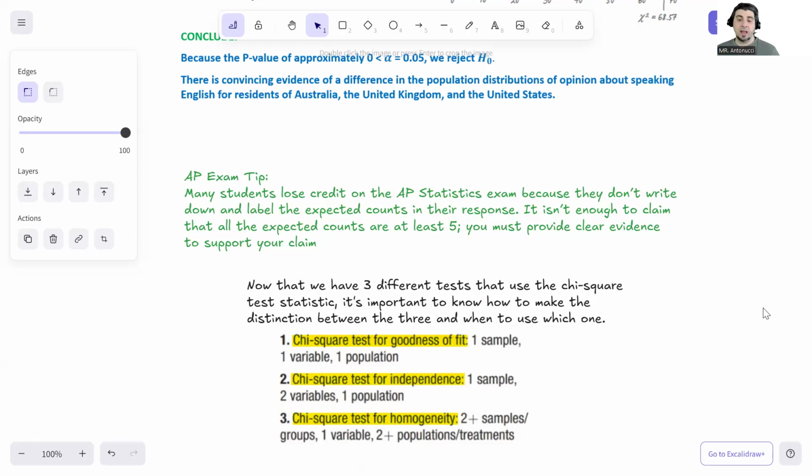The third is test for homogeneity. This is where you might have 2 or more samples or groups, if it's an experiment, 1 variable, and 2 or more populations or treatments. That's where you use the chi-square for homogeneity.